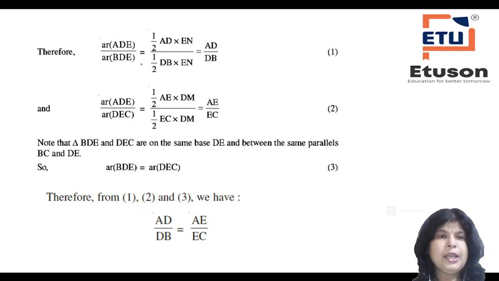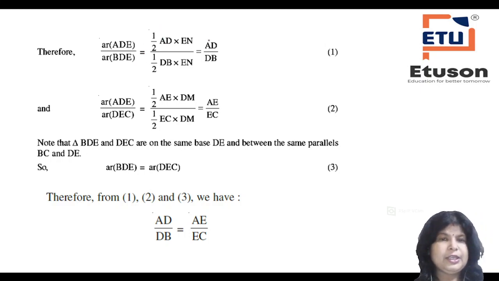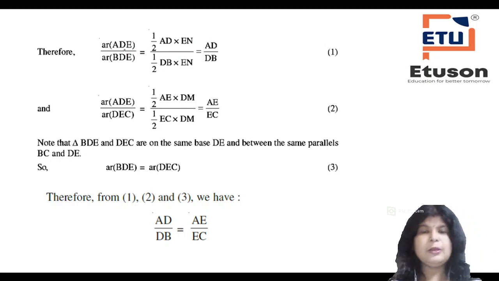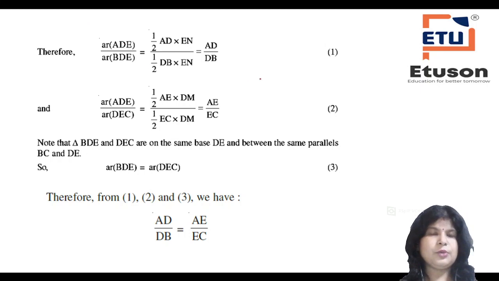Now area of ADE divided by area of BDE is equal to half into AD into EN divided by half into DB into EN. So this we have already found out in the previous slide, right? So we have just substituted the corresponding value. So when you take these two areas, you get AD by DB.